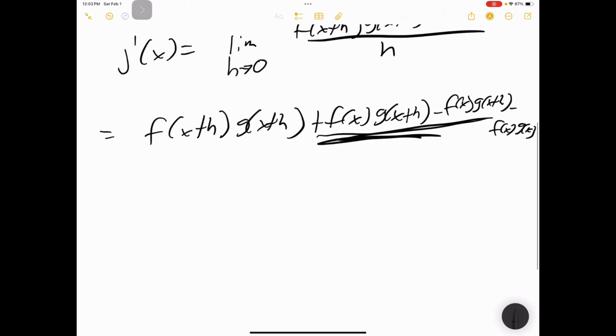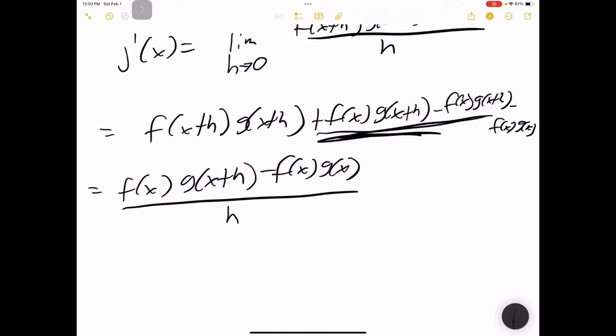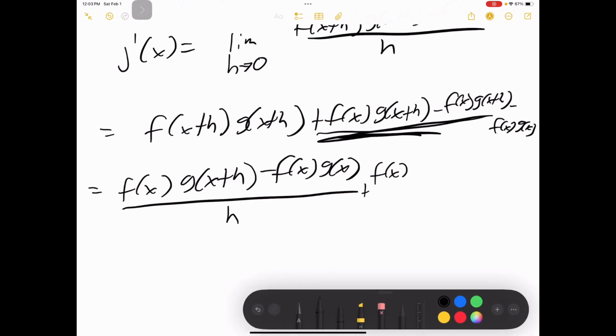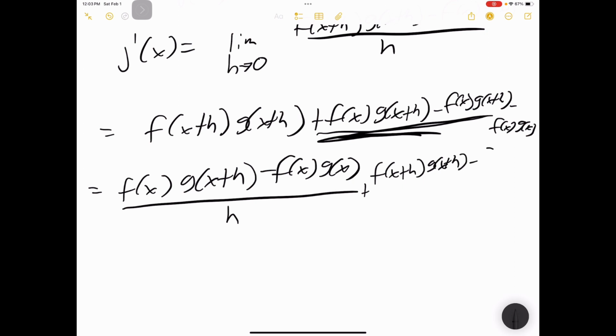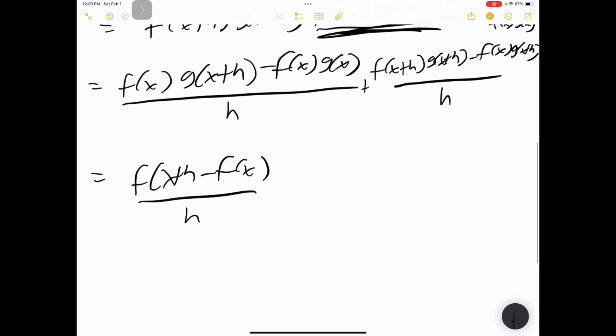And now we can say that this is equal to f of x, g of x plus h, minus f of x, g of x, over h, plus f of x plus h, g of x plus h, minus f of x, g of x plus h, all over h. And this is equal to f of x plus h minus f of x over h times g of x plus h, that's our second term, plus g of x plus h minus g of x over h times f of x.